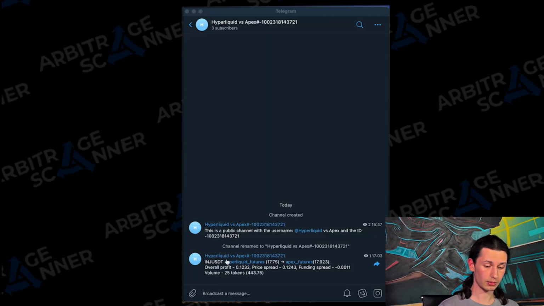There is information about overall profit and price spread. Note that right here the price spread is higher than the funding spread, because the funding spread right now is negative, so that means that the overall profit here is price spread minus funding spread. Because of the funding we might make less money than we could without the funding. The volume right here is not really big, but it probably could work.